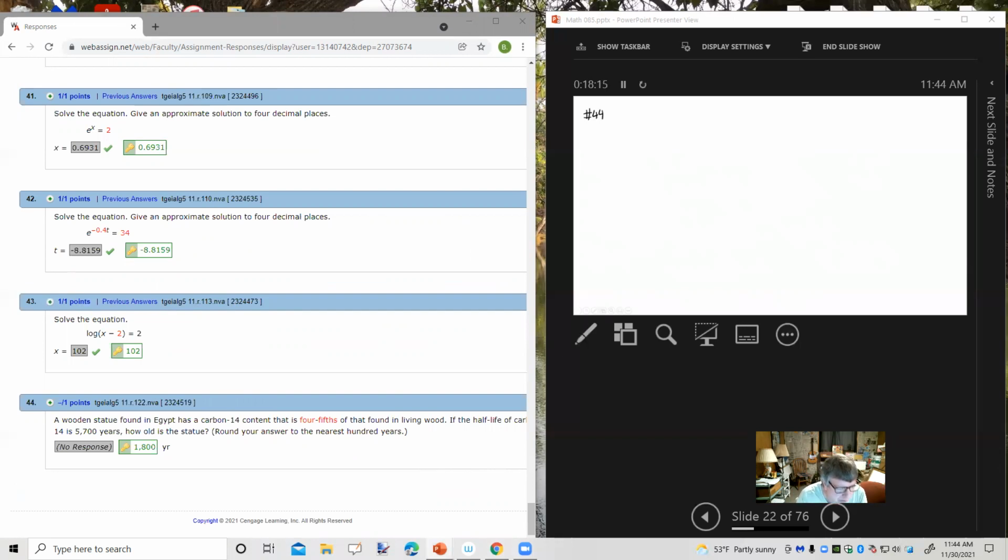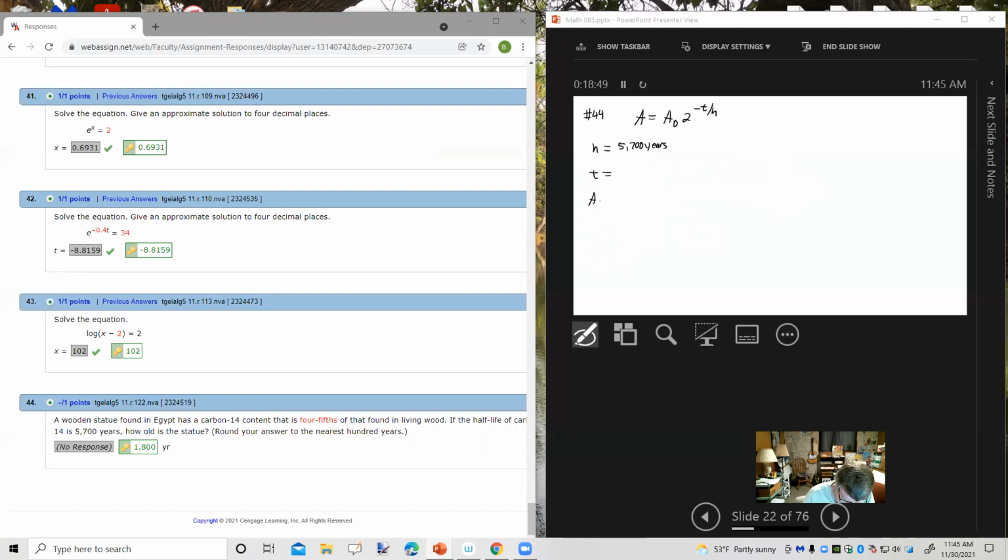A wooden statue found in Egypt has a carbon-14 content that is 4/5 of that found in living wood. If the half-life of carbon-14 is 5,700 years, how old is the statue? All right, so again, we're going to use the half-life formula. We know that the half-life is 5,700 years. We want to know the time, so how old the statue is.